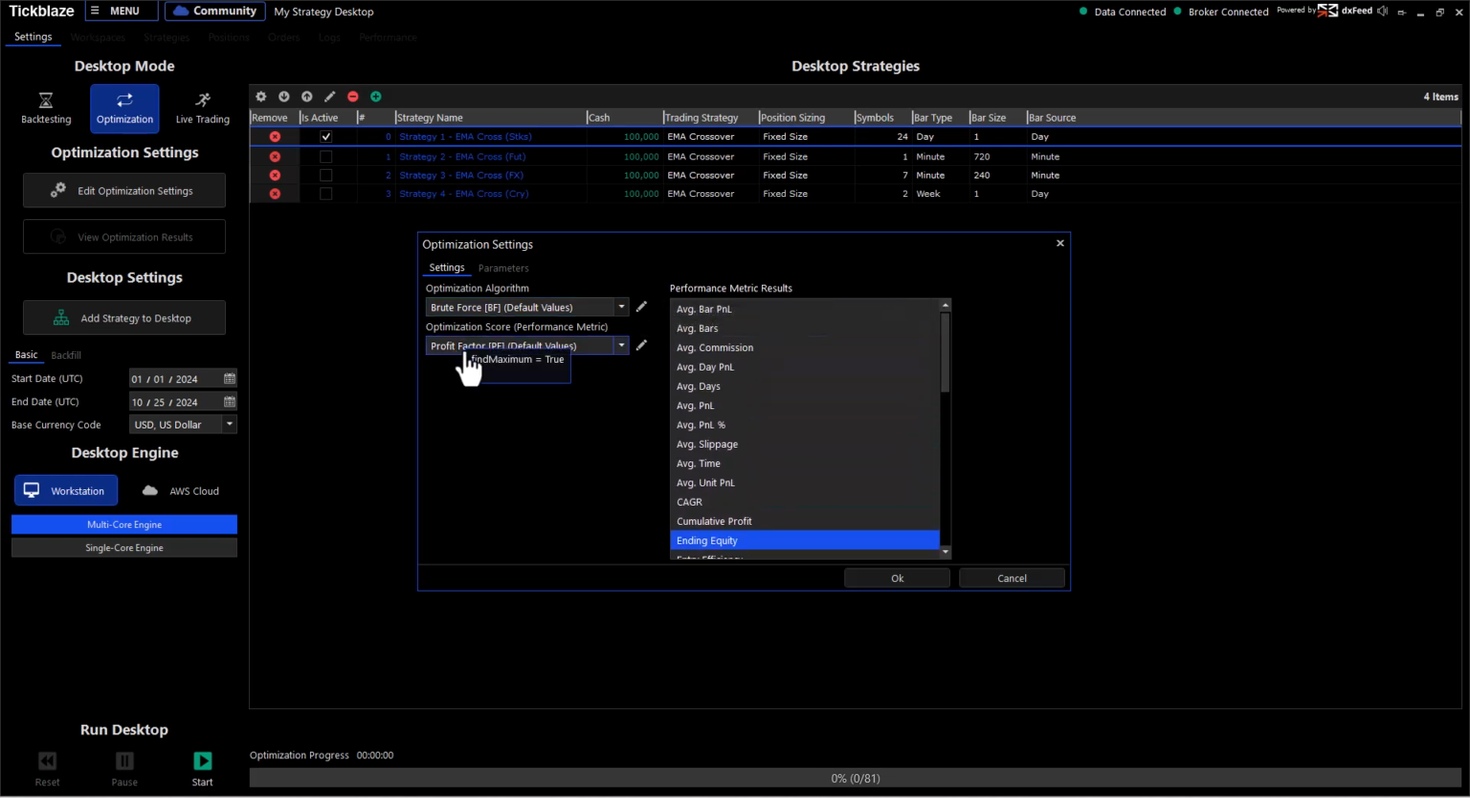Keep in mind, you will always see the optimization score. The term score is what we're looking for. We're optimizing for this performance metric. So when we get the report, you're going to see the score column, which is going to be the profit factor variable.